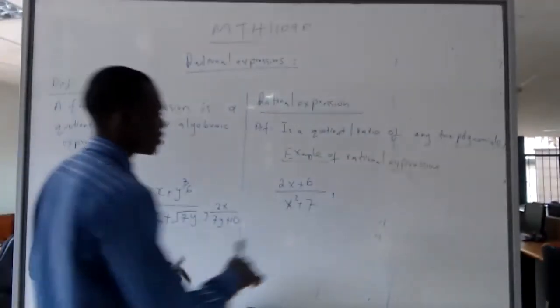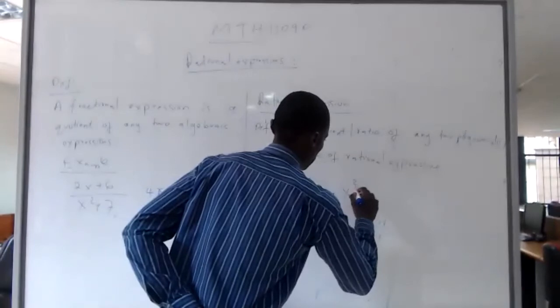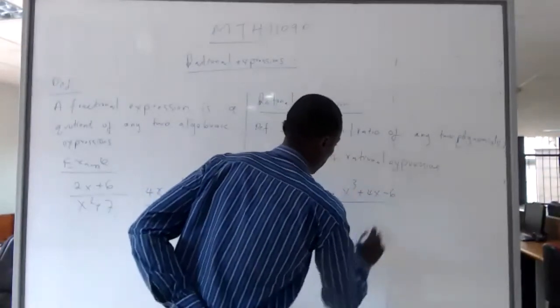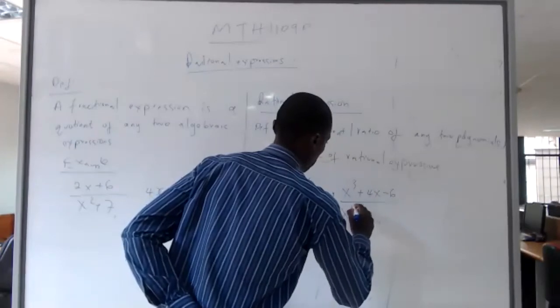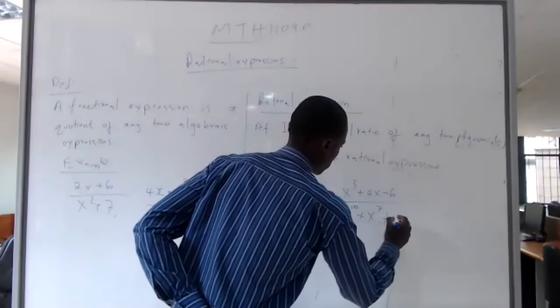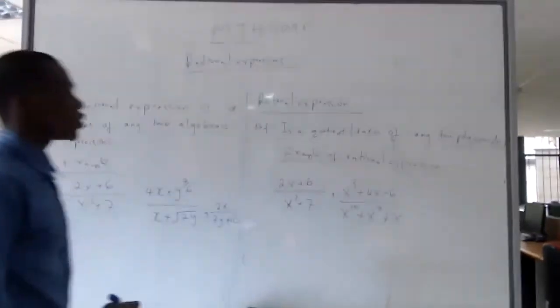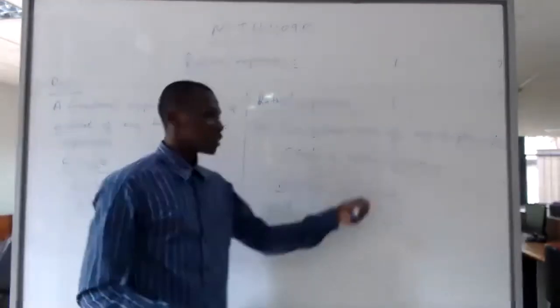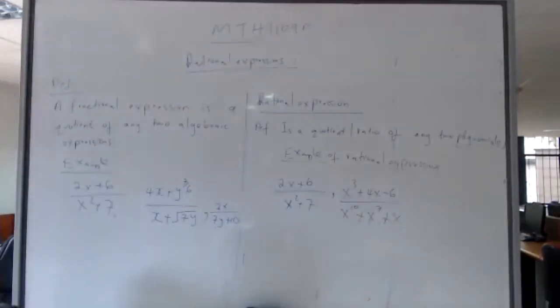You could also have x cubed plus 4x minus 6 divided by x to the power 10 plus x to the power 7 plus x. This is also a rational expression because the numerator is a polynomial, and the denominator is also a polynomial.